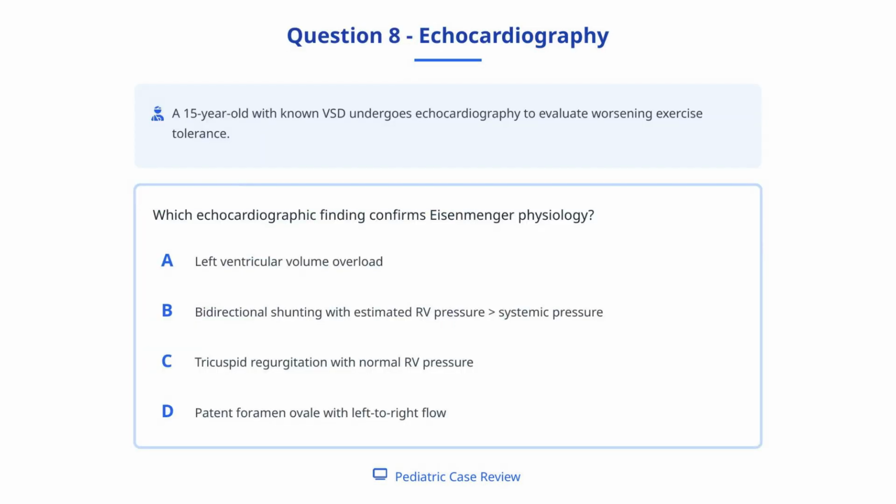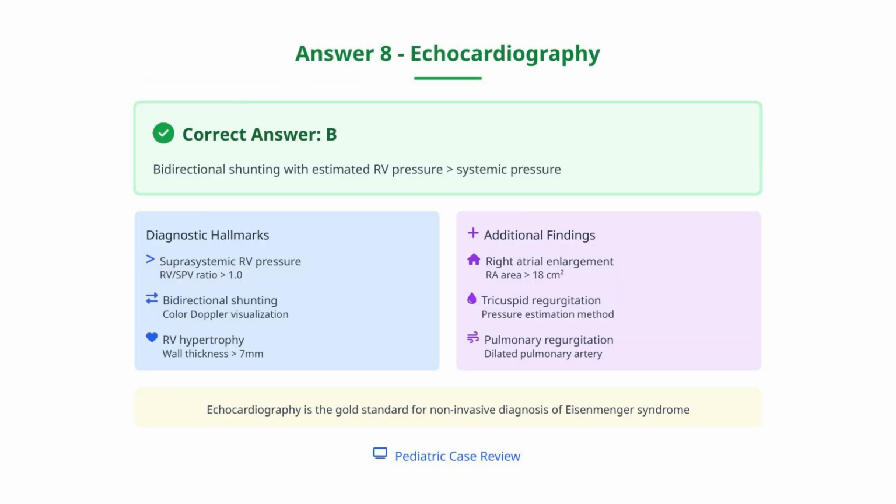shunting phase. For our eighth case, a 15-year-old with known ventricular septal defect undergoes echocardiography to evaluate worsening exercise tolerance. Which echocardiographic finding confirms Eisenmenger physiology? Is it A. Left ventricular volume overload, B. Bidirectional shunting with estimated right ventricular pressure greater than systemic pressure, C. Tricuspid regurgitation with normal right ventricular pressure, or D. Patent foramen ovale with left to right flow? The correct answer is B.